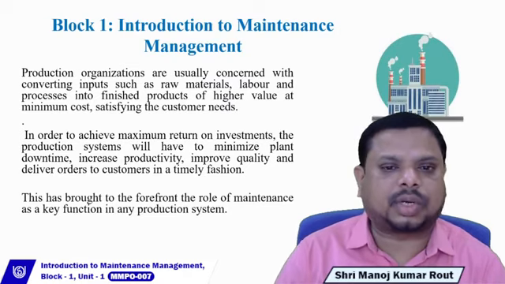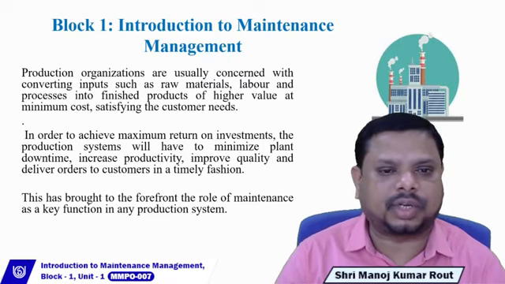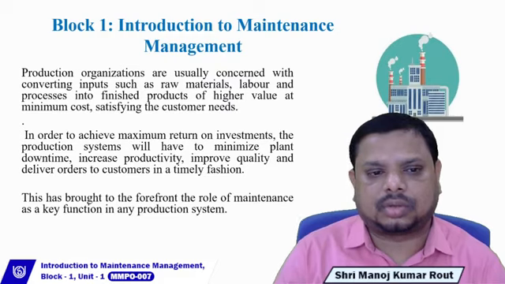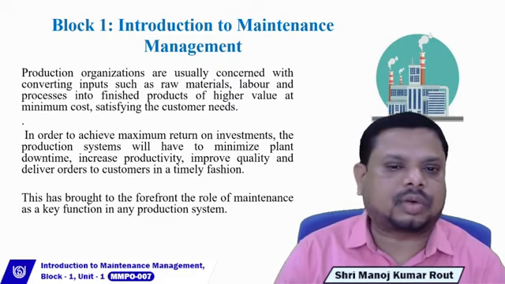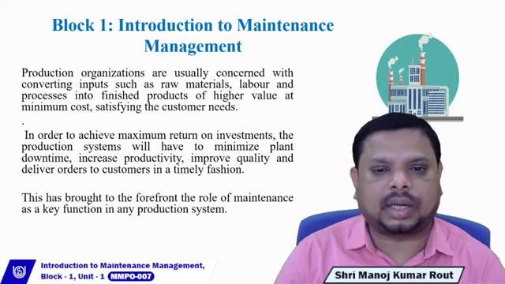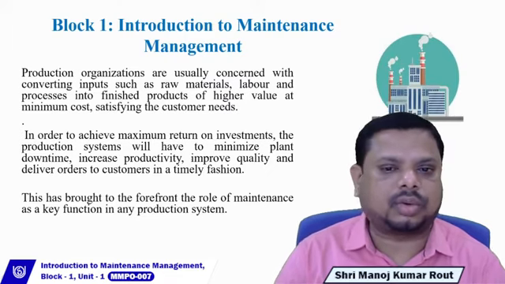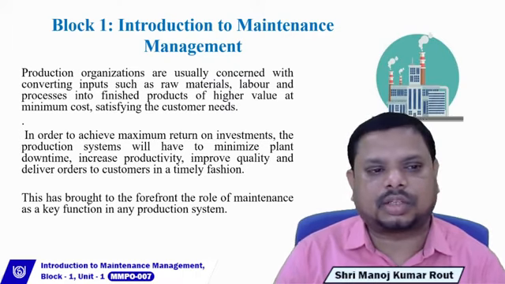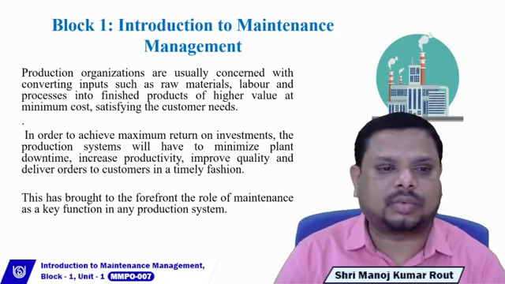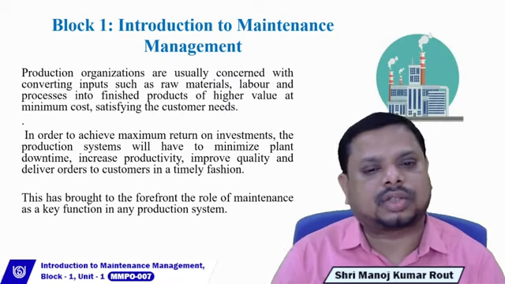So as far as production is concerned, it's an evolved process, or you can simply say it is known as conversion of raw material into finished product. It's known as production. So the raw material basically passes from one end to the other end, and converts the resourceful input into quality outputs. Whenever you go for maintenance management, you have to know that production organizations are usually concerned with converting inputs such as raw materials, labor, and process into finished products of higher value at minimum cost, satisfying the customer needs.